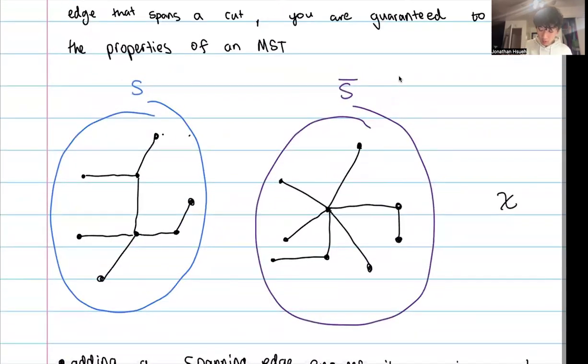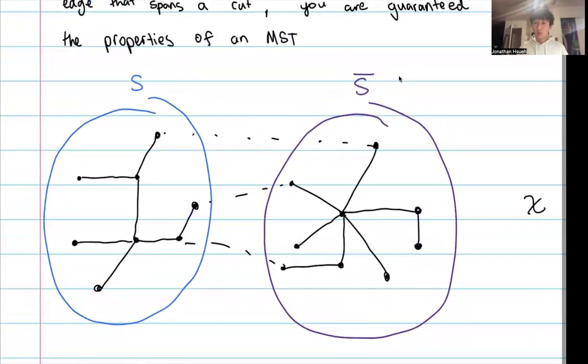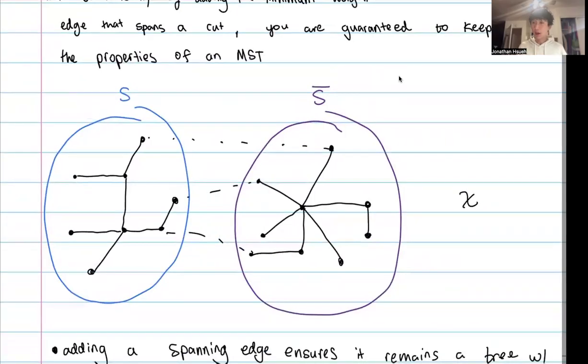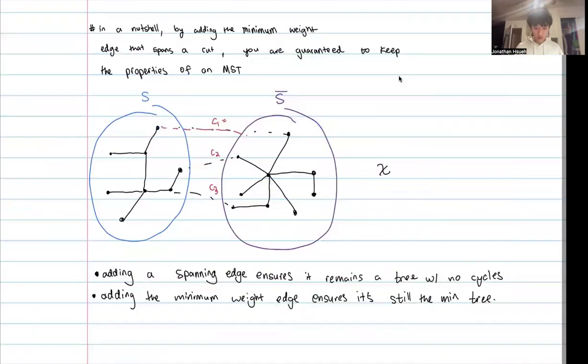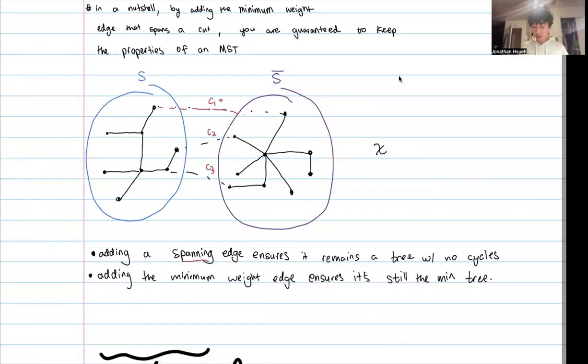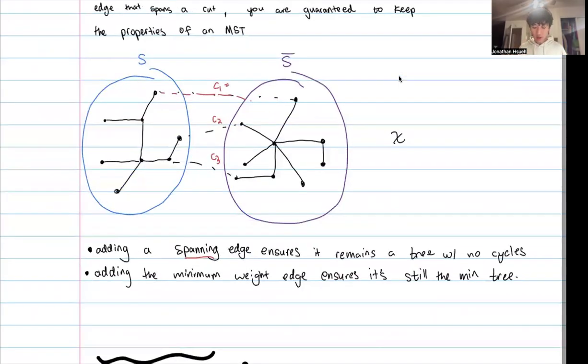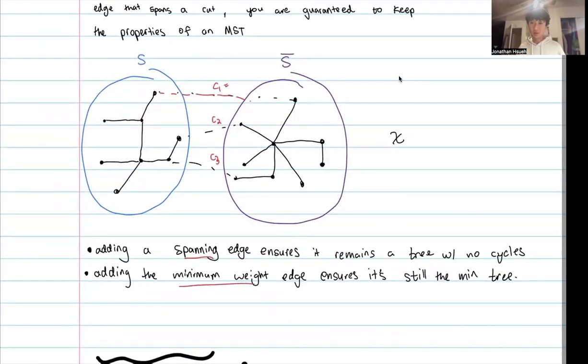However, let's say there are some edges in the original graph that span. So maybe there's one here, and there's one here. So basically, by the cut property, if you add a spanning edge between the two disjoint sets, you're guaranteed to get a tree, which keeps the property of an MST. The second thing is, let's say all these edges have a different cost associated with them. If you add the edge with the minimum cost, let's say C1 is the minimum cost, then you are guaranteed to get an MST. So therefore you have to add that edge. So in short, by adding a spanning edge, you ensure that you're keeping a tree with zero cycles. And by adding the minimum weight edge, you're ensuring that it is still the minimum tree as well.